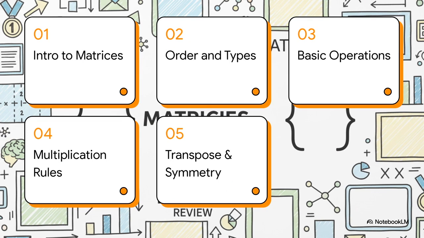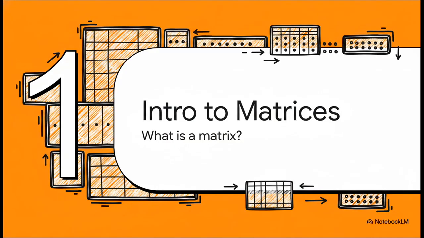Here is our roadmap for this explainer. We're covering a quick introduction to matrices, their order and types, basic matrix operations, the multiplication rules, and then wrapping it all up with transpose and symmetry. Starting off with Section 1, Introduction to Matrices.